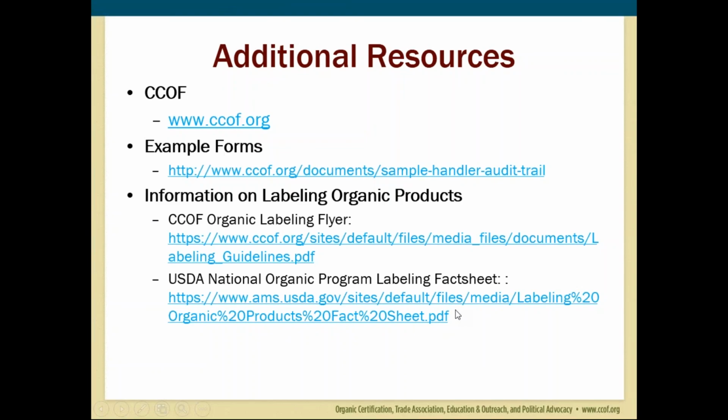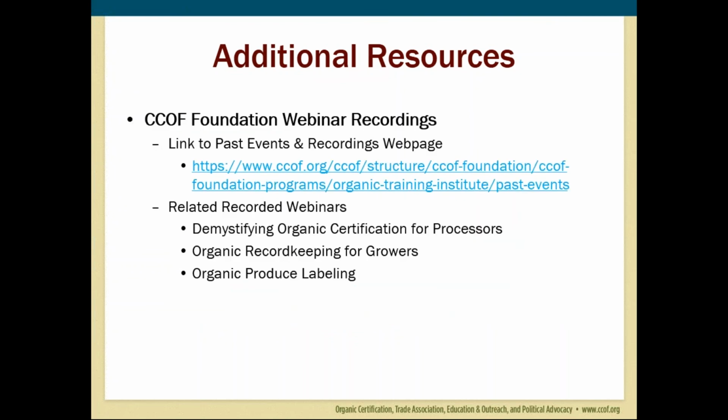So I'm just going to go over some resources. Ellen gave some great ones, and I just wanted to add a couple others. Again, the CCOF website has a lot of resources, including example handler forms. And if you're looking for information on organic labeling, as Ellen said, it can be pretty confusing and complicated. CCOF has a great flyer, as does the National Organic Program, so those are places you can look. The CCOF Foundation also has a pretty large library of webinar recordings, so check those out.